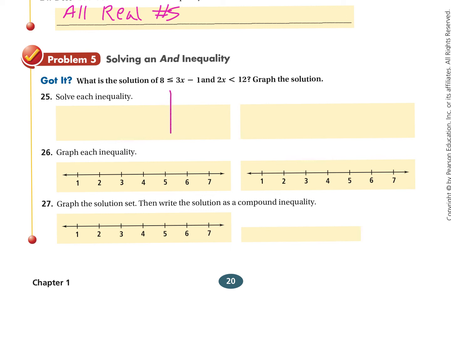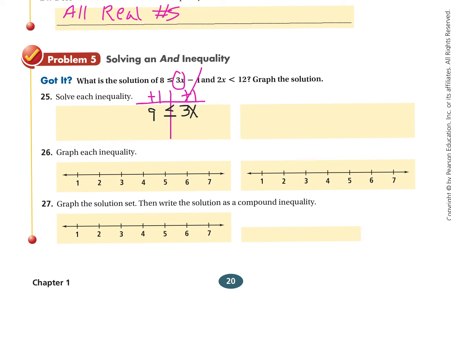I'm going to take this first one, and I want to get the 3x by itself. So we're going to add 1 and add 1. Basically, we're doing two problems in one. So those cancel. 8 plus 1 is 9. We don't flip the inequality. It stays the same. And then we get a 3x.